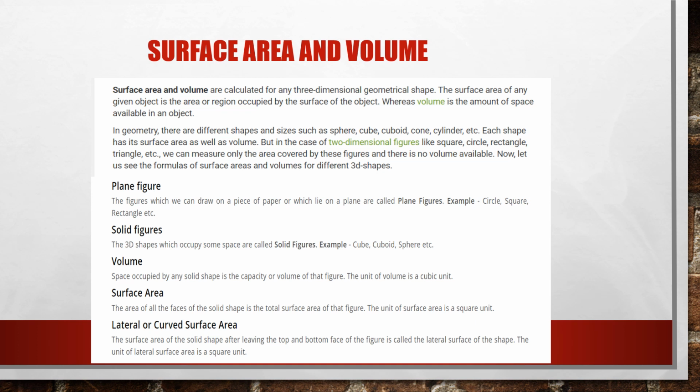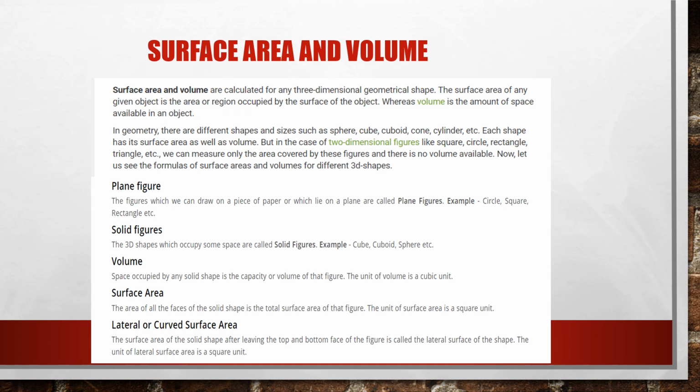So in geometry, we have different shapes and different sizes, for example the sphere, cube, cuboid, cone, cylinder. Each one has a surface area as well as a volume. And in the case of 2D figures like square, circle, rectangle, triangle, we can measure the area, but volume is not there.